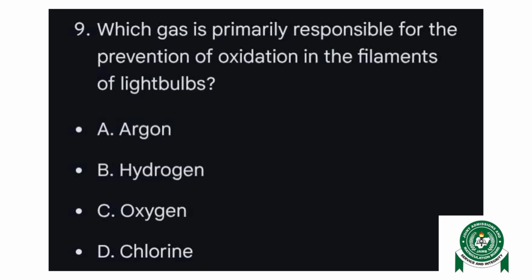Argon is used in incandescent light bulbs because it is a noble gas and chemically inert. When you fill bulbs with argon, it prevents the tungsten filament from reacting with oxygen, leading to oxidation and burning out at the high temperature required to produce light. This significantly extends the lifespan of the bulb compared to a bulb that is filled with just air. So a noble gas like argon is primarily used for preventing oxidation in the filaments of light bulbs. The correct option remains option A, argon.